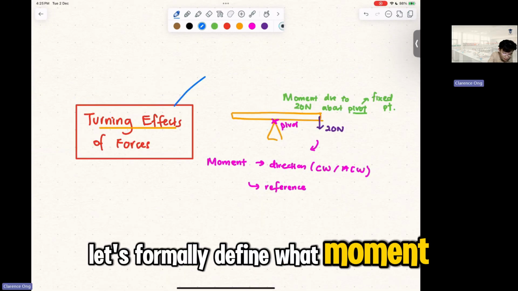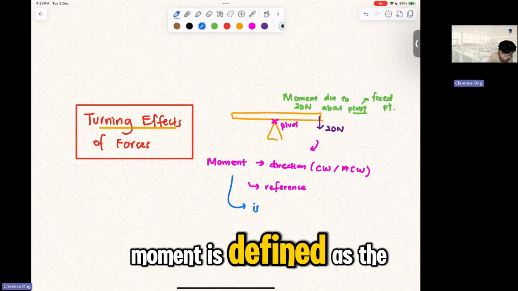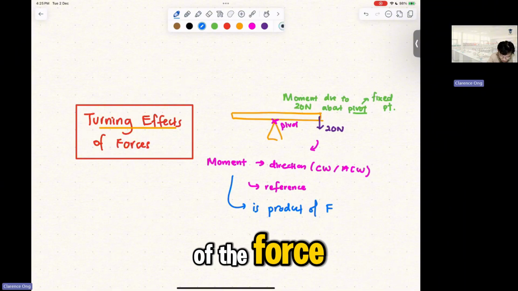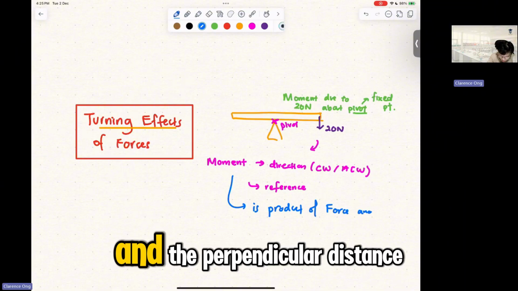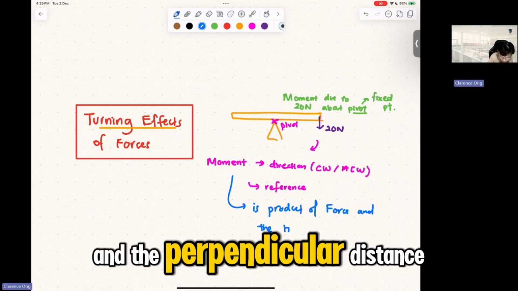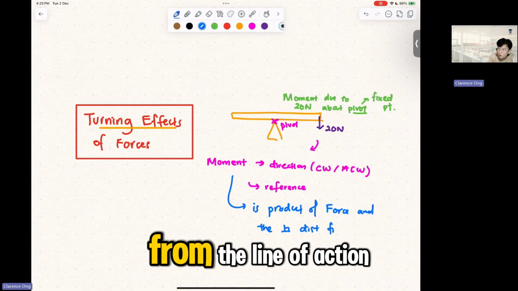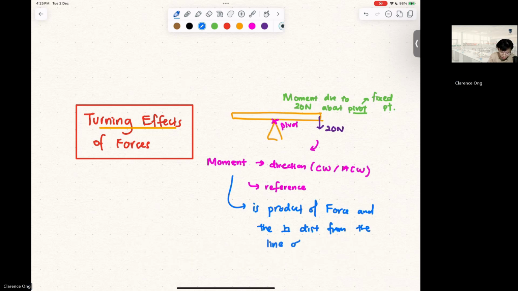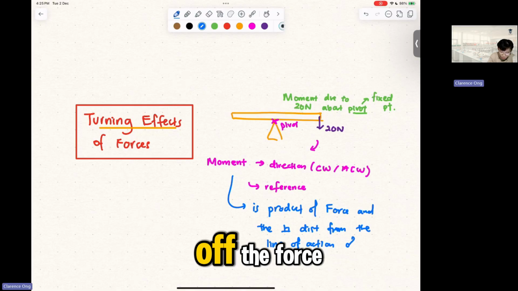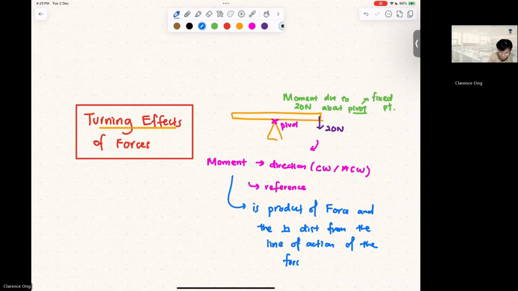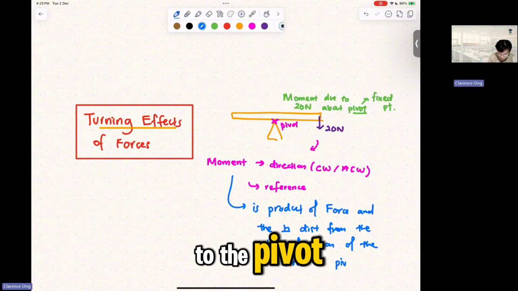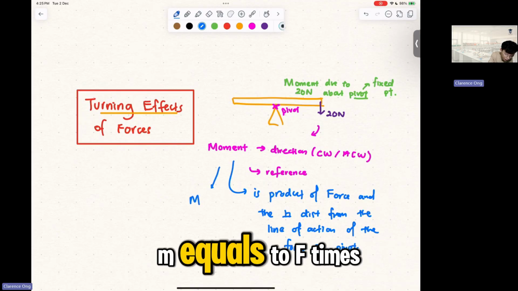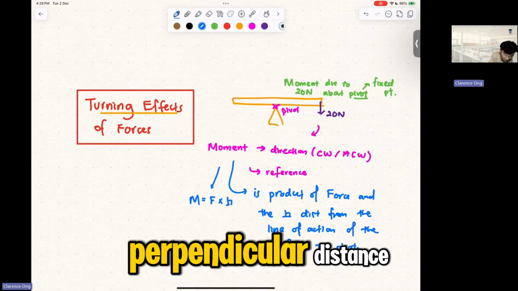Let's formally define what moments is. Moments is defined as the product of the force and the perpendicular distance from the line of action of the force to the pivot. So the formula for moments is M equals F times perpendicular distance.